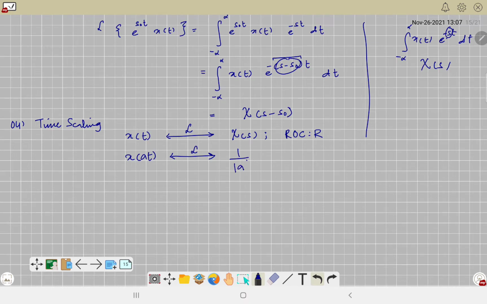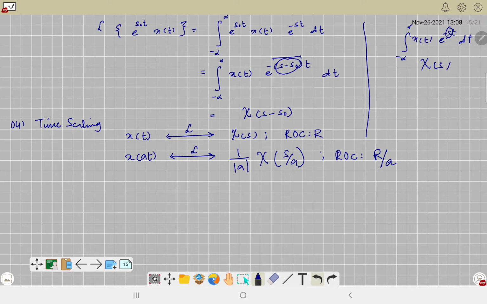And if I define a signal x of a t, a being the scaling factor, I take the transform. This a will scale the amplitude, it will also scale the frequency parameter by a. Also, it will scale your region of convergence. Fine. So initially if it was R, it will be scaled down by a factor a. Again, same proof applies here. You can just extrapolate that proof to this Laplace transform.